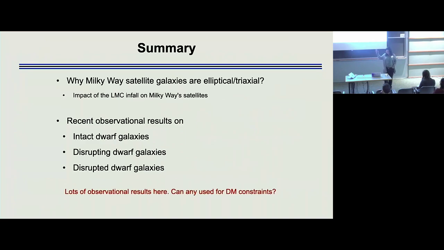Okay, so with that, I will conclude my talk, and I wanted to mainly tell you there are a lot of observational results here, and please talk to me. Hopefully, some of those will be useful for your crazy idea or crazy dark matter model fitting.